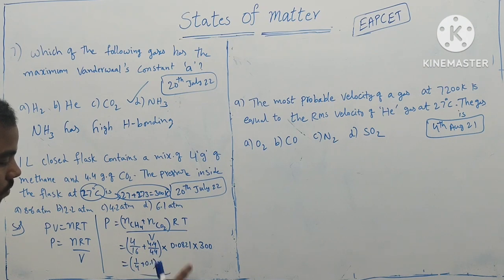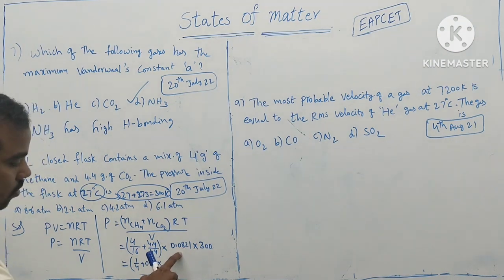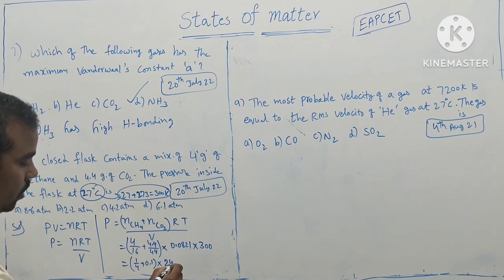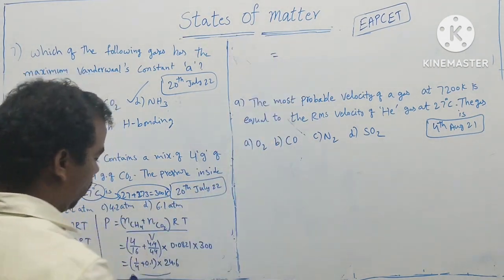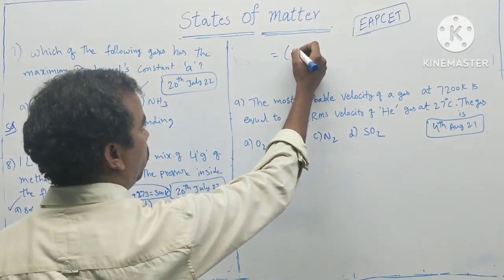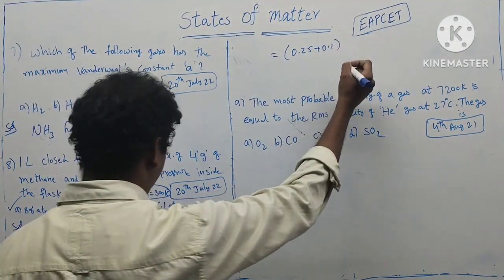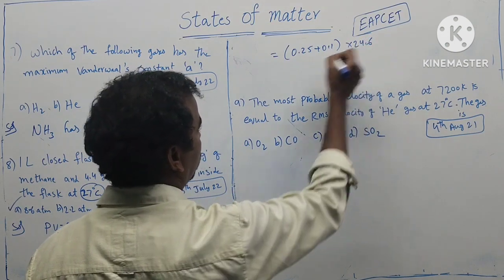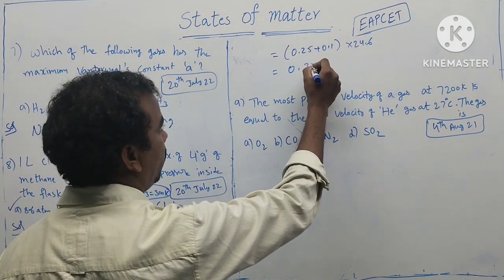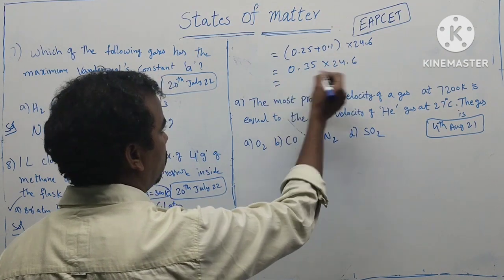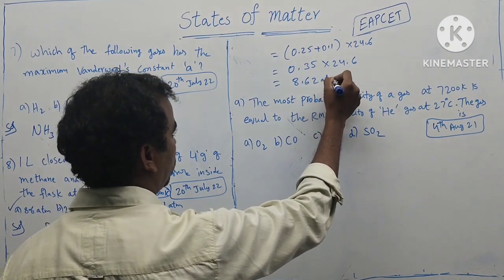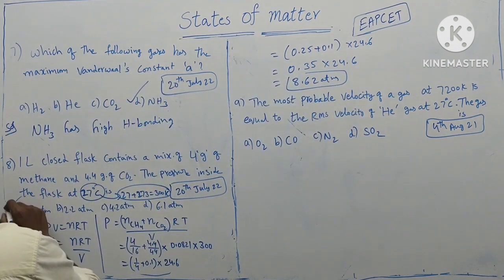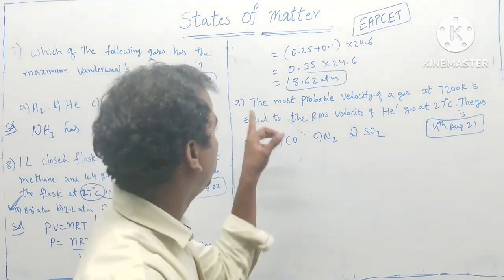0.0821 into 300 gives 24.6. So 1 by 4 plus 0.1, that means 1 by 4 is 0.25. 0.25 plus 0.1 into 24.6, so 0.35 into 24.6 gives 8.62 atmospheres. So the answer is 8.62, option A. Next, ninth question.